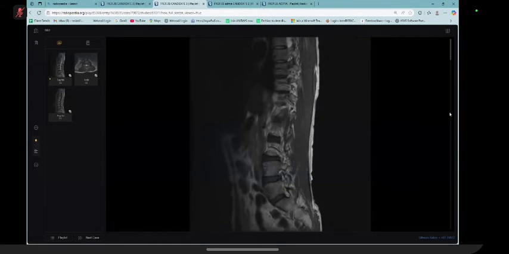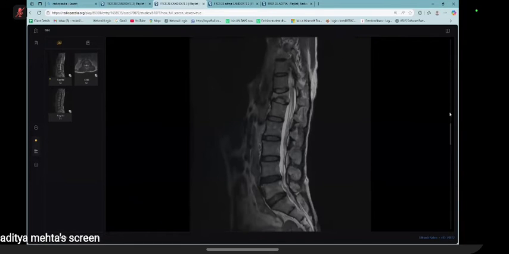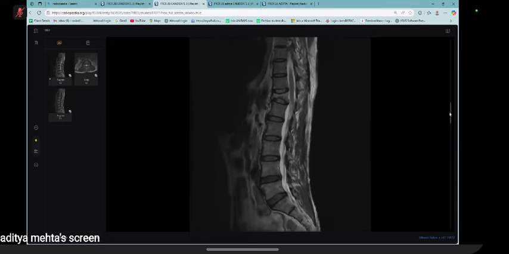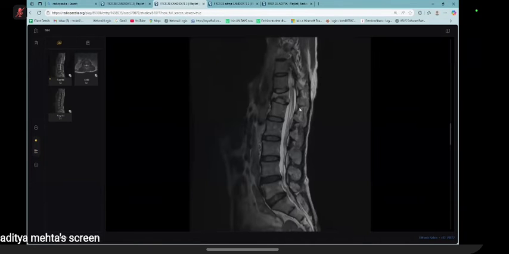Okay, so I start scrolling. I've been provided with sagittal cuts of the thoracolumbar and sacral vertebrae, T2. I can see that there is evidence of a T12 wedging fracture.